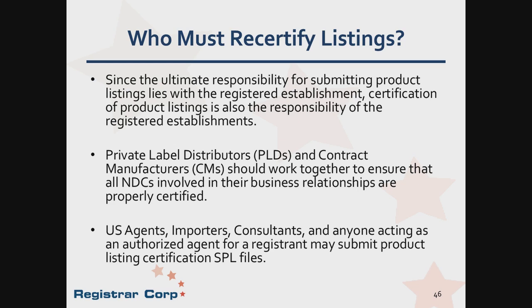The product must be listed under each company's respective labeler codes. Sometimes the contract manufacturer will manage the listing under both companies' labeler codes. Sometimes the contract manufacturer and private label distributor will manage the listings under each respective company's labeler code, or the private label distributor will manage both. Either way, it must be clear between each party who is listing and managing the listings to ensure that the requirement to list and recertify are met.